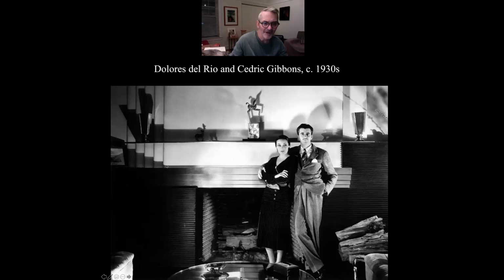You also see this architectural detail of the soft ziggurat, with a zigzag or stepped-back repetition. That's a common feature in Deco design.